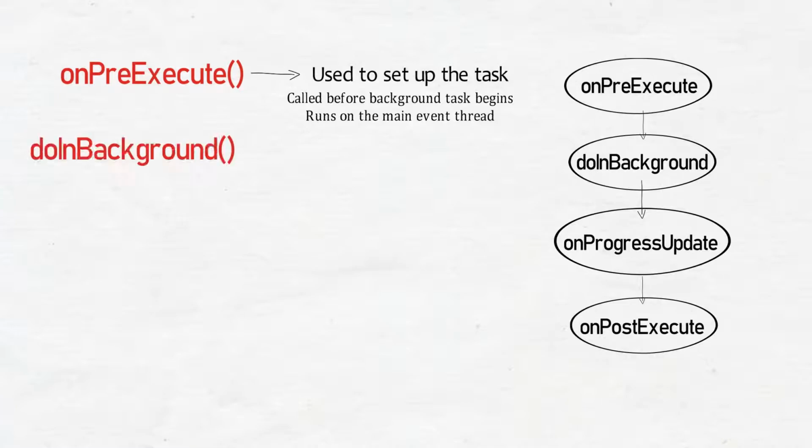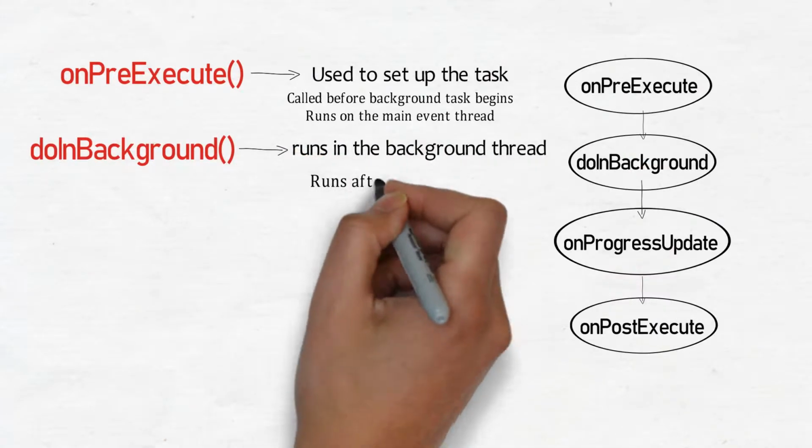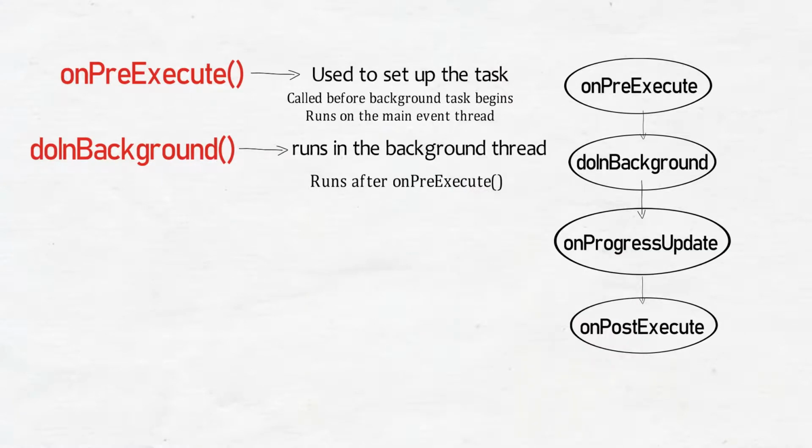Second, the doInBackground method runs in the background thread. It runs immediately after onPreExecute. You can specify what type of parameters it has and what its return type is.